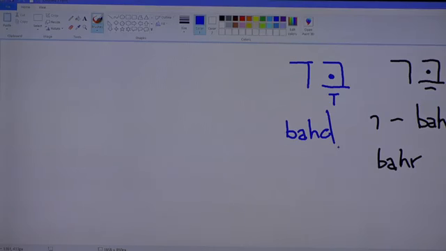B-A-H-D. Bod. Perfectly good word. And there are tons of nonsense words we can make with those 3 letters and those 3 vowels. And there's some of them on pages 2 and 3. They show us words like, what's that word? That letter.